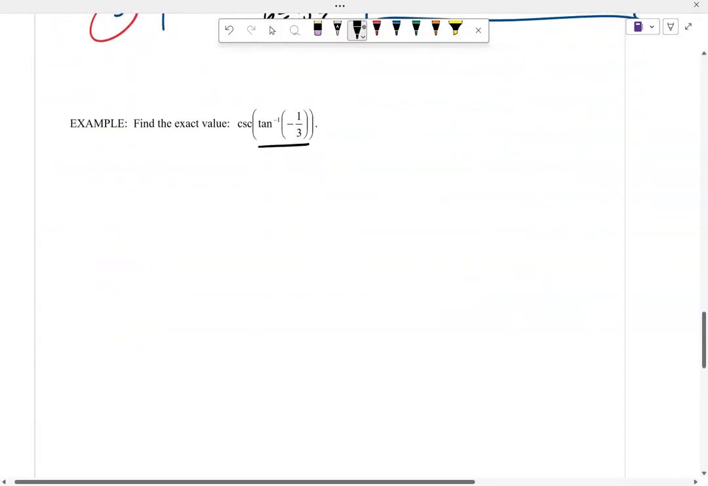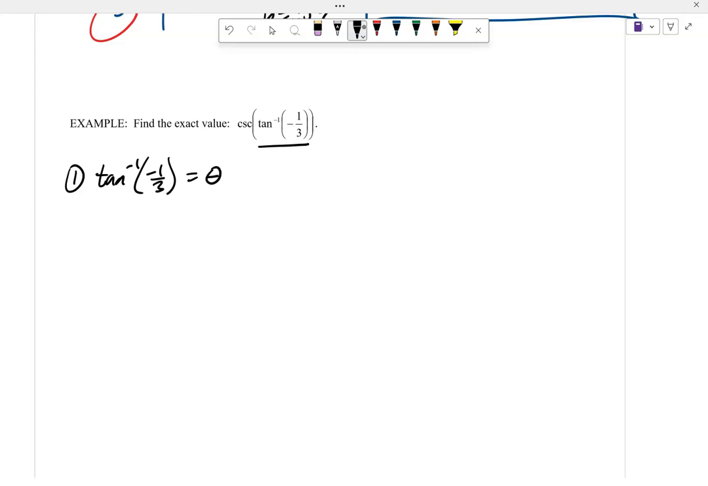And let's move on. Number 1, take that inside, set equal to theta. That means the tangent of theta would be -1/3. Remember, with the tangent, we cut that off between -pi/2 and pi/2.